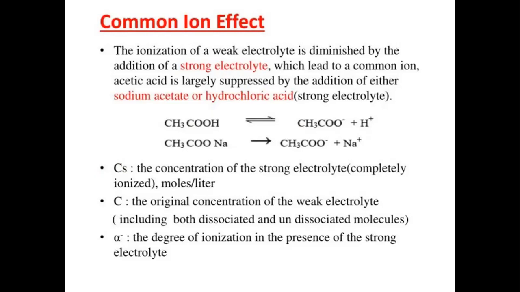For example, acetic acid, which is a weak acid, when it dissociates, it changes into CH3COO negative ions plus H plus ions. But when we add a strong electrolyte, suppose sodium acetate, it also dissociates into CH3COO negative ions plus Na plus ions. Now students, in both the equations we have a common ion, and the addition of this salt suppresses the dissociation of the above electrolyte, and this suppression is known as common ion effect because it is due to the common ion produced by both the electrolytes, right?